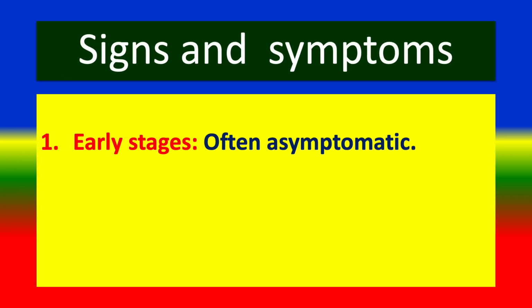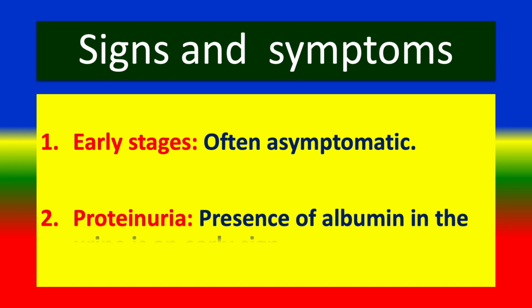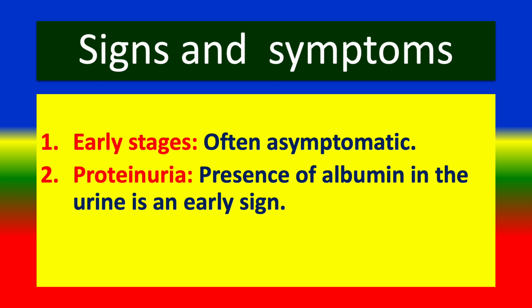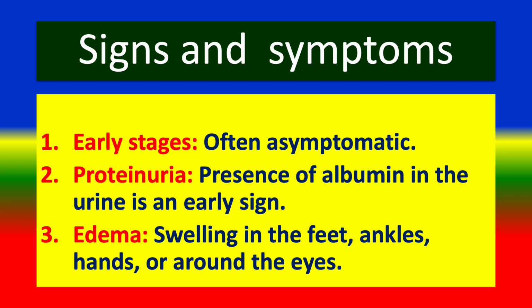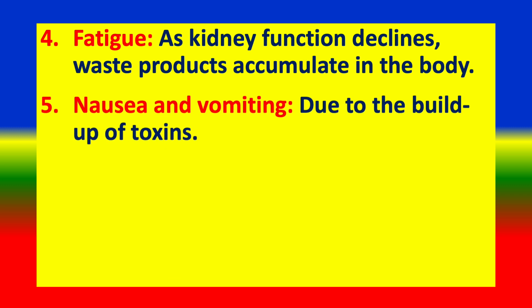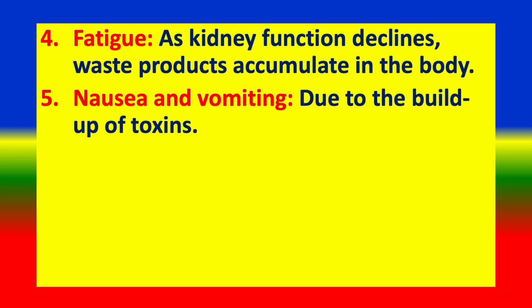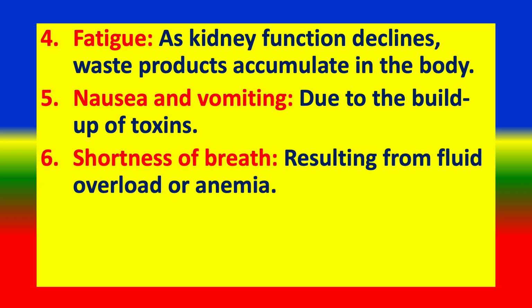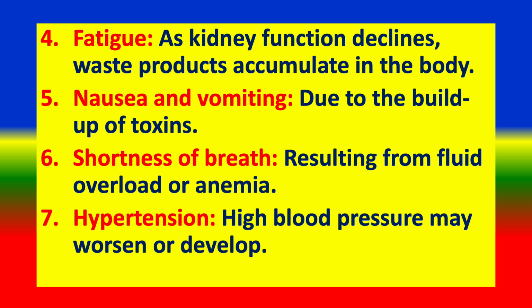Signs and symptoms. 1. Early stage, often asymptomatic. 2. Proteinuria, presence of albumin in the urine is an early sign. 3. Edema, swelling in the feet, ankles, hands or around the eyes. 4. Fatigue, as kidney function declines, waste products accumulate in the body. 5. Nausea, vomiting due to buildup of toxins. 6. Shortness of breath resulting from fluid overload or anemia. 7. Hypertension, high blood pressure may worsen or develop.